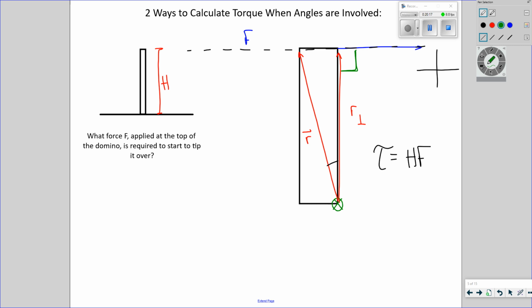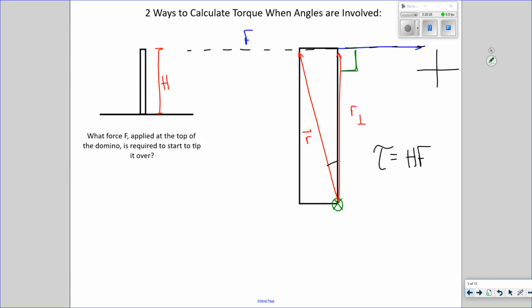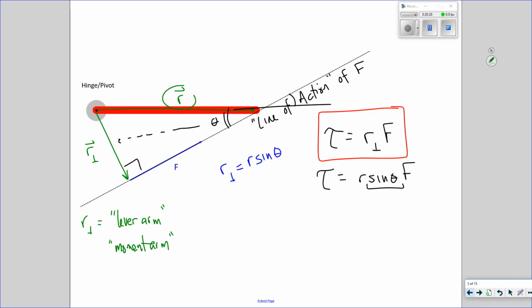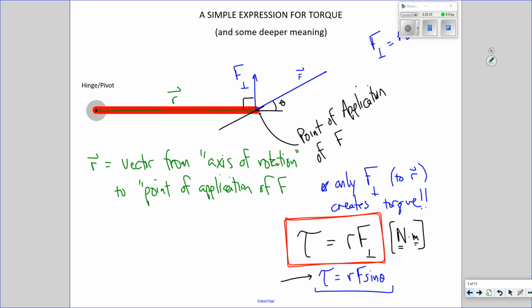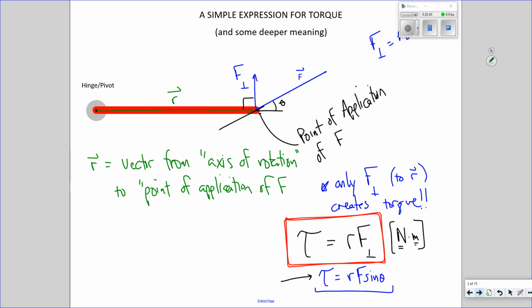Okay, so to review, oh yeah, sorry, not to review yet. Let's do a little torque ranking exercise, but maybe let's review a touch. Forces can produce the tendency for objects to, well, I guess you could say rotate. The right answer is to accelerate angularly, to change their rate of rotation. And that tendency is called torque. How much torque a force produces depends on a couple of things: how hard do you push, where do you push, and what direction do you push?